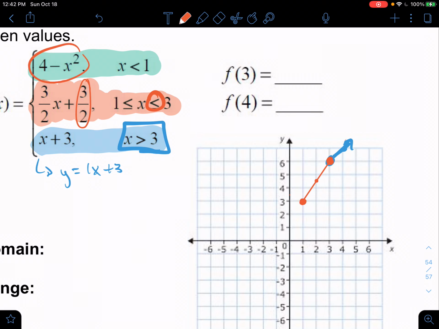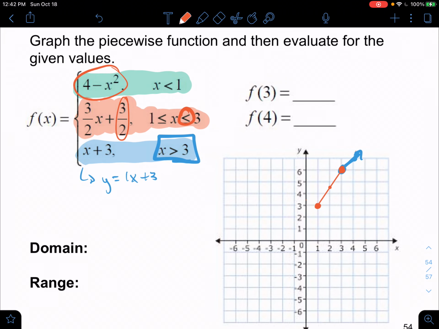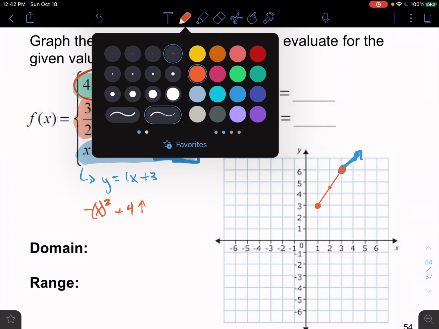Last but not least is going to be our parabola here. Now, looking at that parabola, we could rewrite this to say that this will be a negative x squared plus 4. Remember that when you have a parabola, or like we were talking yesterday with parent functions, this is going to move your locator point up 4 units. I should do that in green.